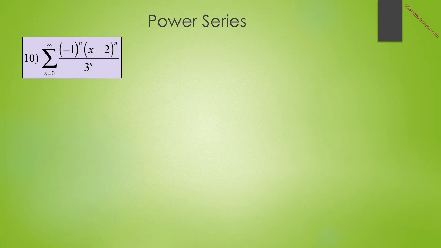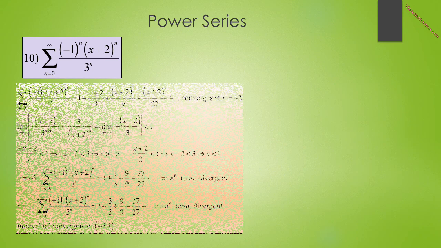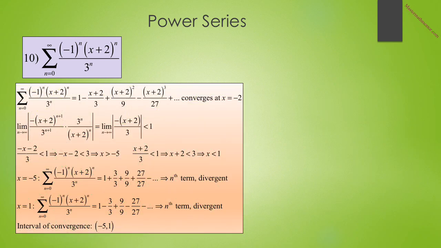Number 10 reads: summation n equals 0 to infinity of negative 1 to the n times the quantity x plus 2 raised to the n over 3 to the n. We'd like to expand the expression and find the radius and the interval of convergence. We first expand the expression and write this as 1 minus (x plus 2) over 3 plus (x plus 2) quantity squared over 9 minus (x plus 2) quantity cubed over 27 plus dot dot dot. It certainly converges at x equal to negative 2.